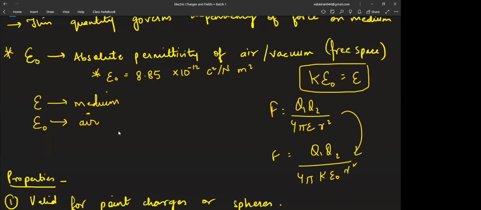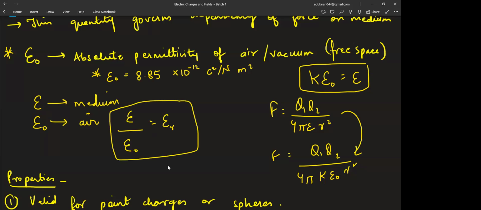And remember, whenever you take this ratio, we call this ratio epsilon r, meaning relative permittivity. So when it's in the ratio form, it is called relative permittivity. When it's just about air, we call it absolute permittivity.